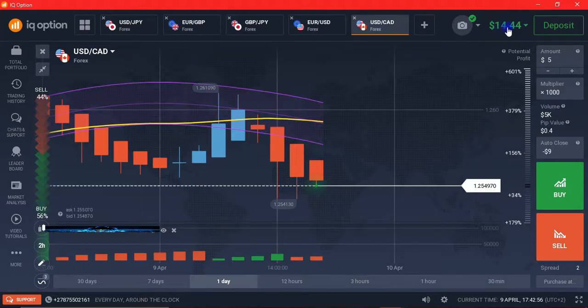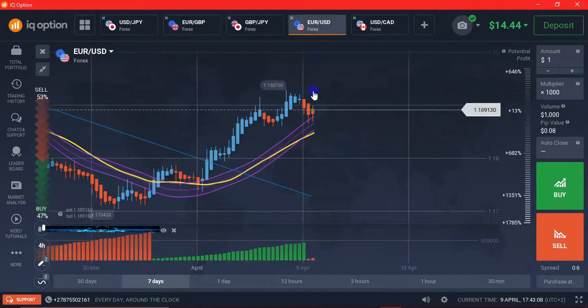My amount was actually $12 in this account, and I made a profit of $2. So that's it. I'm going to try again, not on the same currency pair, but a different currency pair, a new currency pair actually, and I'm going to try the trade again.